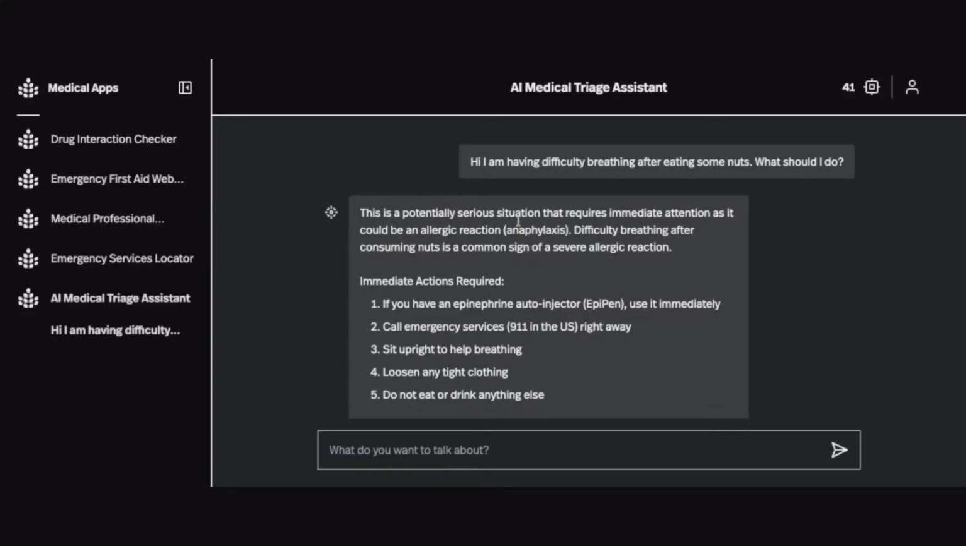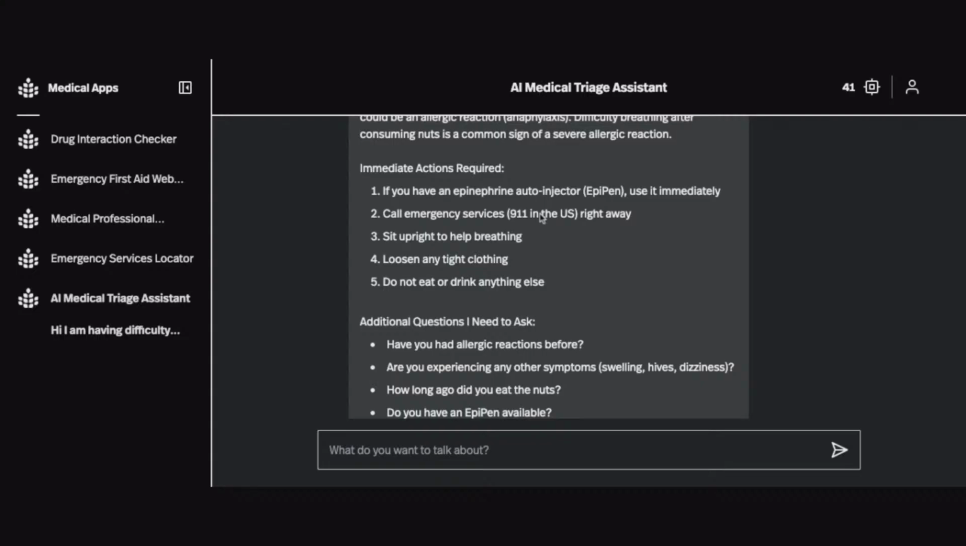This is a potentially serious situation that requires immediate attention, as it could be an allergic reaction, anaphylaxis. Difficulty breathing after consuming nuts is a common sign of a severe allergic reaction. Okay, so immediate actions that are required. If you have an epinephrine auto-injector, an EpiPen, use it immediately. Call emergency services. Sit upright to help breathing. Loosen any tight clothing. Do not eat or drink anything else.